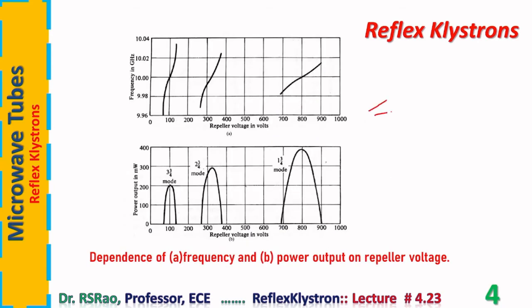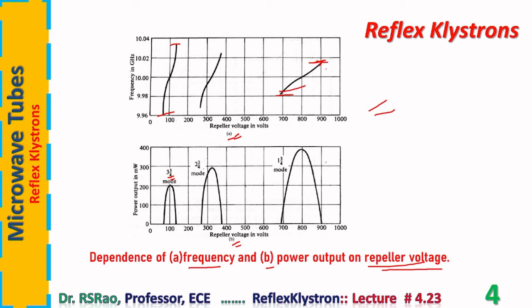Here are shown two graphs, one graph in A, one graph in B. A is frequency dependence on repeller voltage, B is power output dependence on repeller voltage. Now one or two points regarding A. The amount of frequency variation in lower order modes is less compared to the frequency variation possible in higher order modes. If you consider 3 3/4 mode, frequency variation is huge, whereas in 1 3/4 mode it is less. This is one aspect.